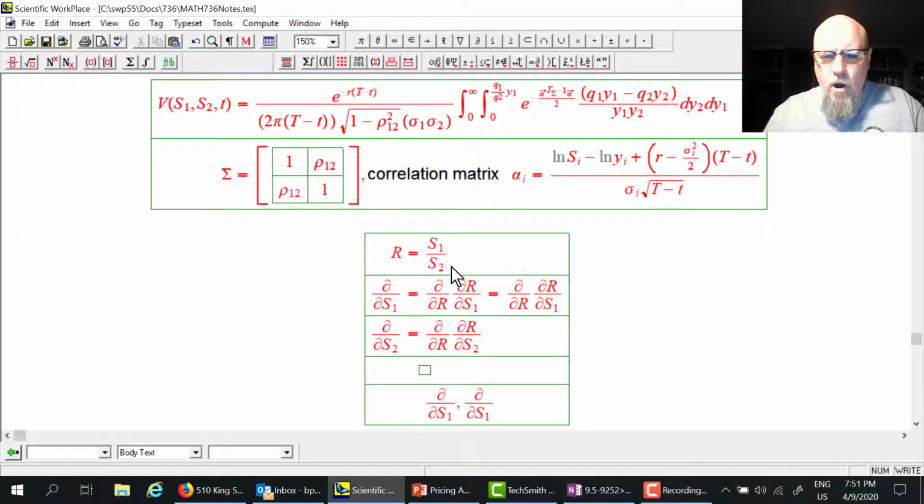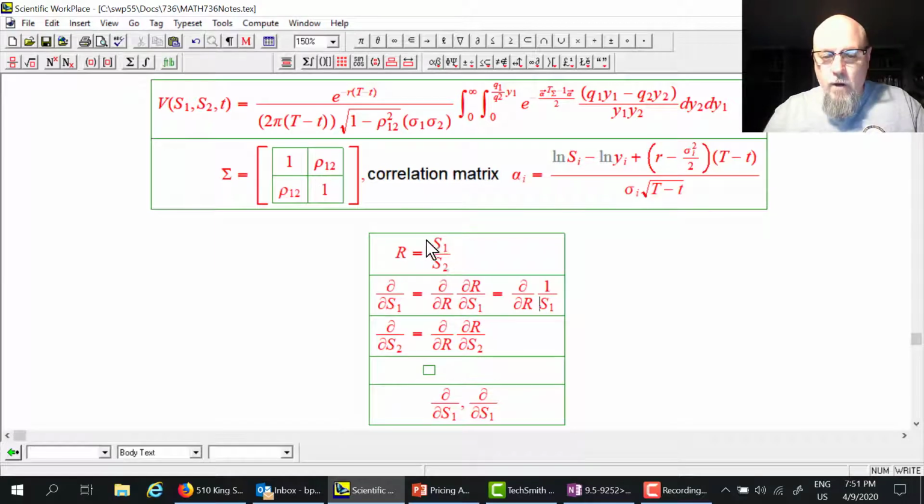What is the derivative of R with respect to S1? Well, I've got the formula here with R. That's just 1 over S2. So the derivative of R with respect to S1, keeping S2 as a constant, is just 1 over S2. All right, well, let's just put that on the outside there.